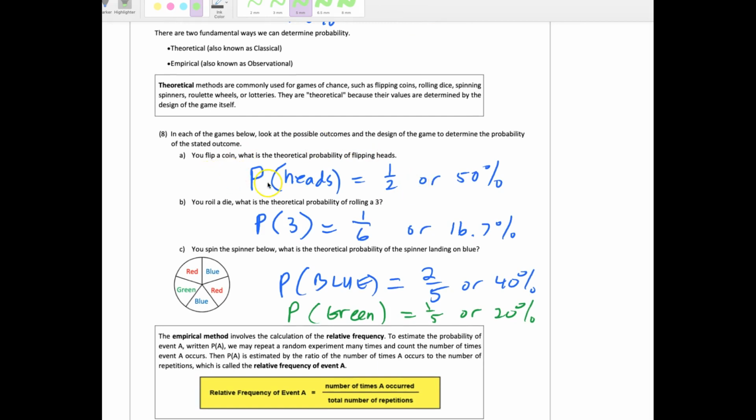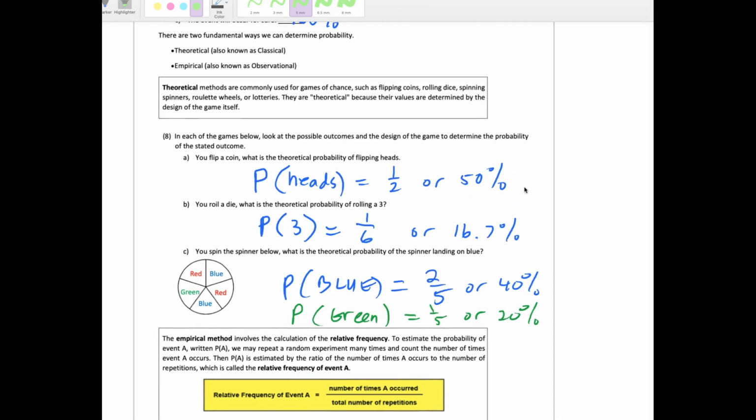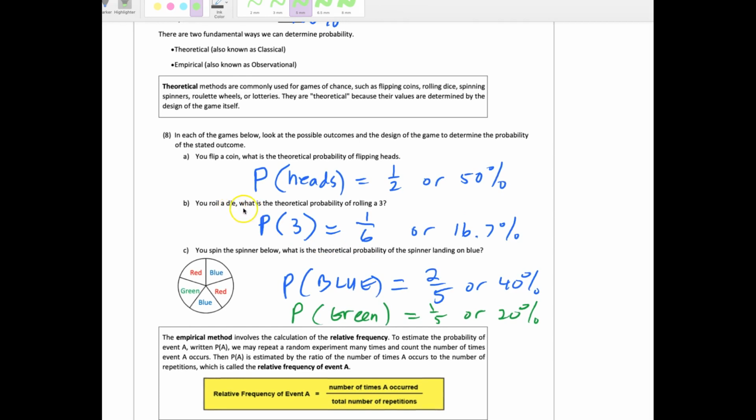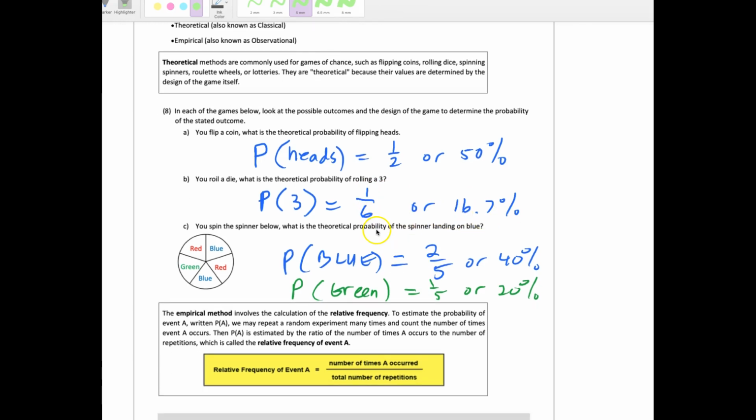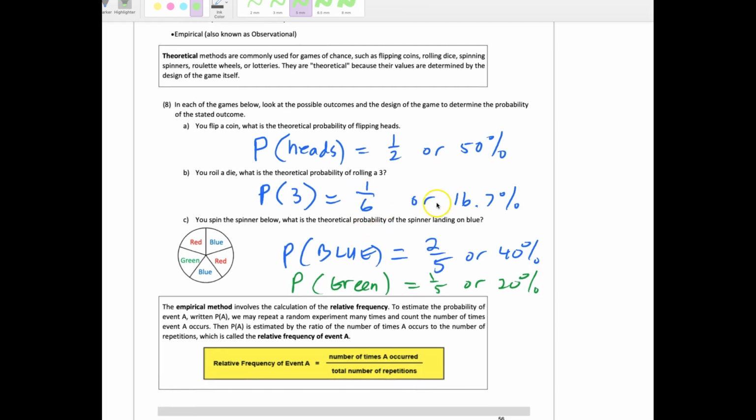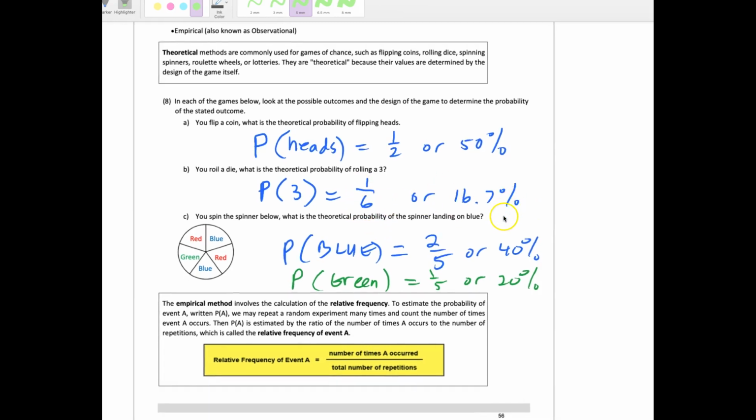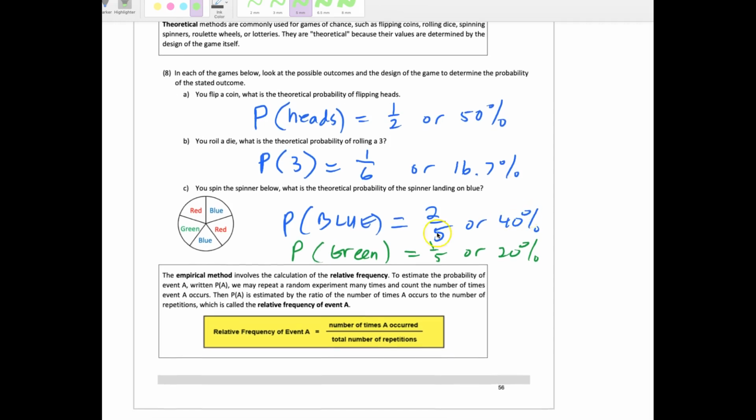You can see probability of getting a head. We use this capital P to stand for the probability of something happening. It is 1/2 or 50%. We might have even said 0.5. Say you roll a die and want a 3: 1 out of 6. You convert that to decimal, you get 0.167 or 16.7%. Try that on your calculator, 1 divided by 6, see what you get, and that turns into 16.7%.